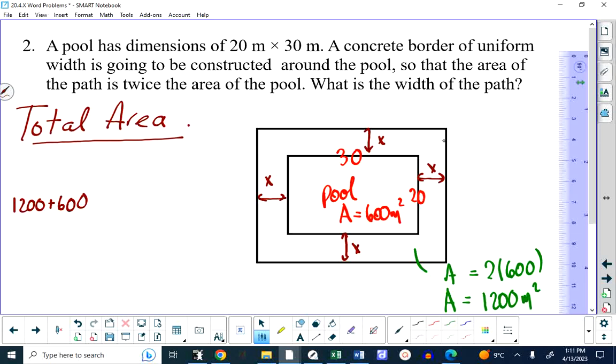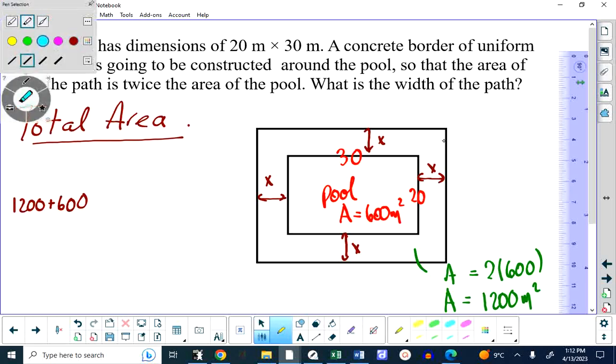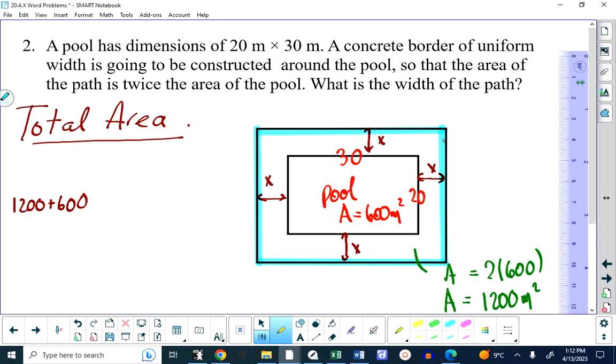I want you to note that when we talk about the total area of the pool, I'm saying it's the area of this rectangle, isn't it? If the center rectangle and the border around it add up to 1,800 for area, then the area of that blue rectangle has to be 1,800. So how do you find the area of a rectangle? It's length times width. What is the length of this? And what is the width of this?